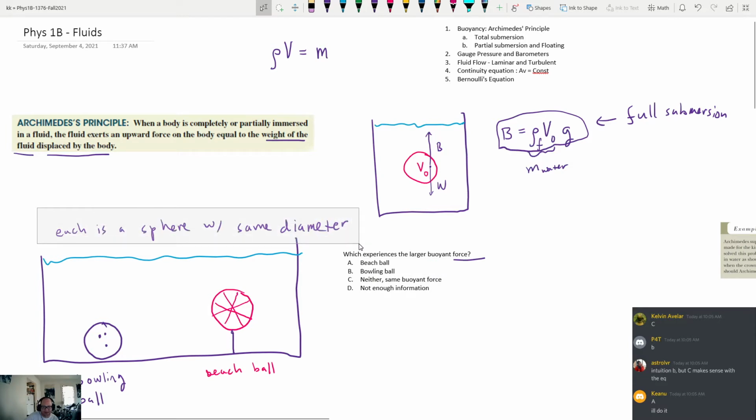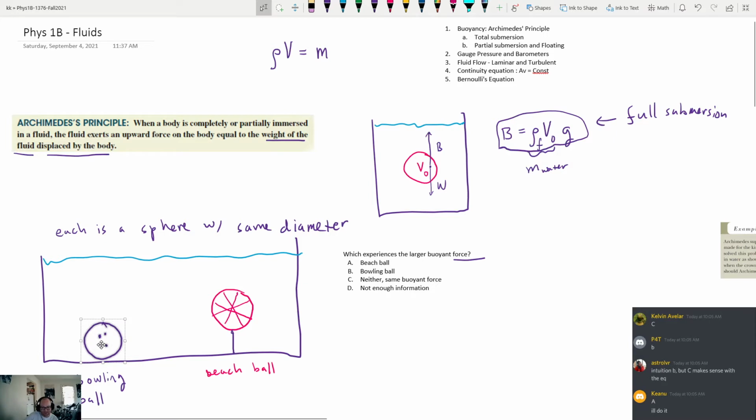They both have exactly the same volume, because if they're both spheres and they both have the same diameter, then they have exactly the same size, right? That means the volume of the object in this equation right here would be the same for both of them, and that means the buoyant force is the same for both of them, because the density of the fluid and gravity are the same. Now, the only thing that's different between the two of them in terms of the forces in this particular case is just that the bowling ball has a larger weight.